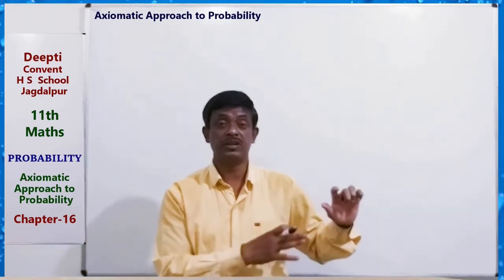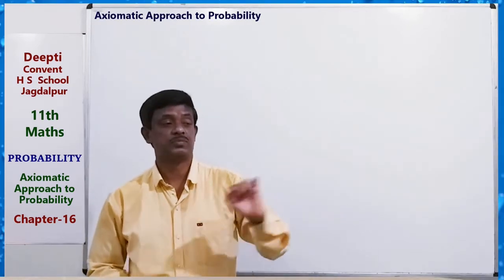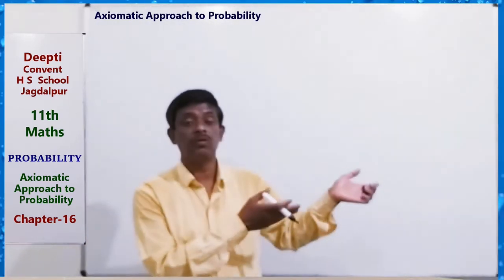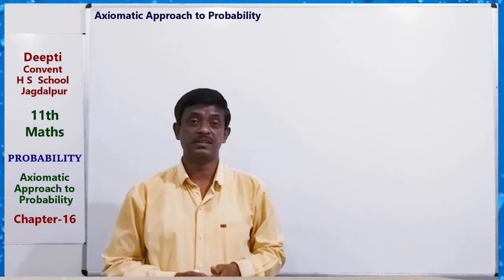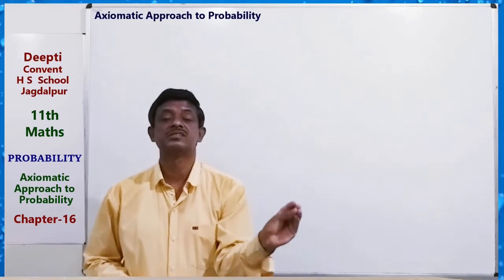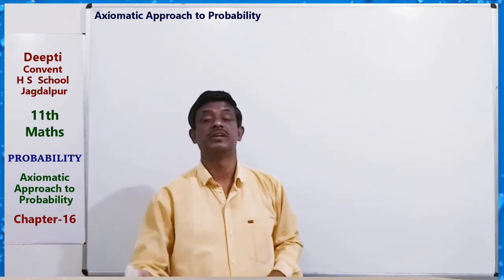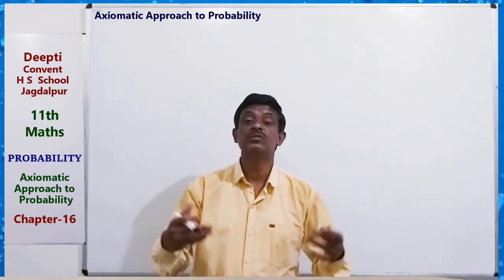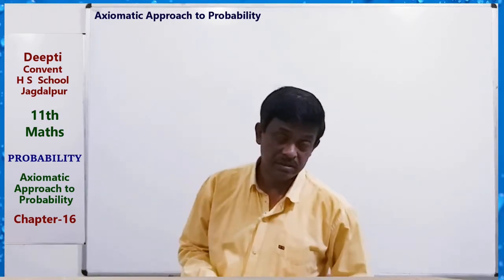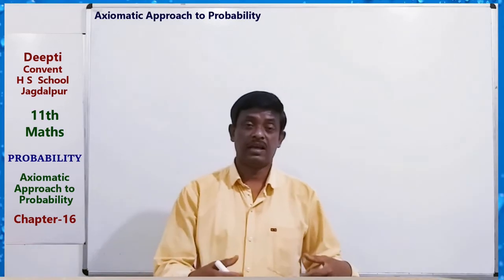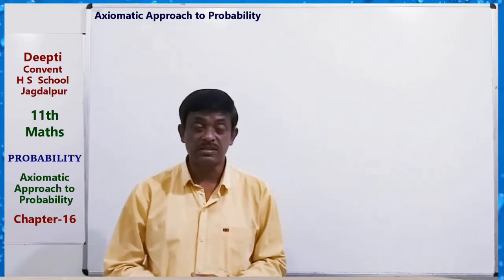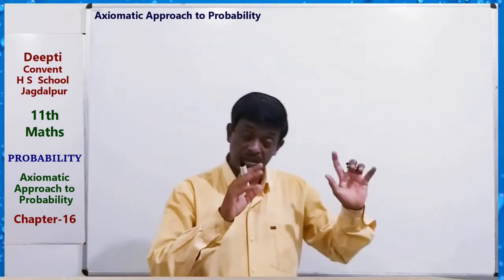This is assigning probability to a particular sample point, which is a particular elementary event. Up to now, we have been supposing that all the elementary events are equally likely, that is, the chances of happening of each outcome are the same. But in the axiomatic approach, it is not possible every time that an experiment gives outcomes having the same chances.